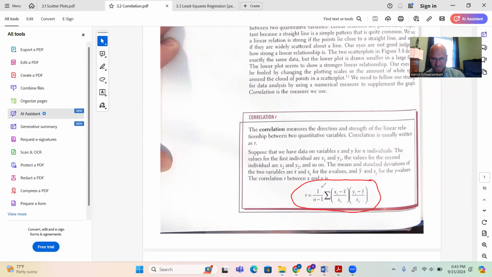But this formula says 1 over the number of terms minus 1 times the sum of each x value minus the mean divided by the standard deviation, times each y value minus the mean divided by the standard deviation. So you'll take your x minus its mean over the standard deviation, y minus the mean of y over its standard deviation, and from there, you'll multiply those together. You'll do that for every point, add them up, multiply by 1 over n minus 1, and that gives you the correlation. Okay, we're going to do one by hand here in just a second.